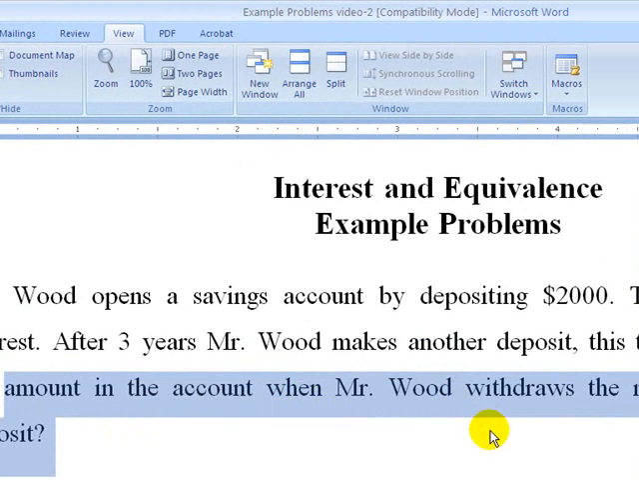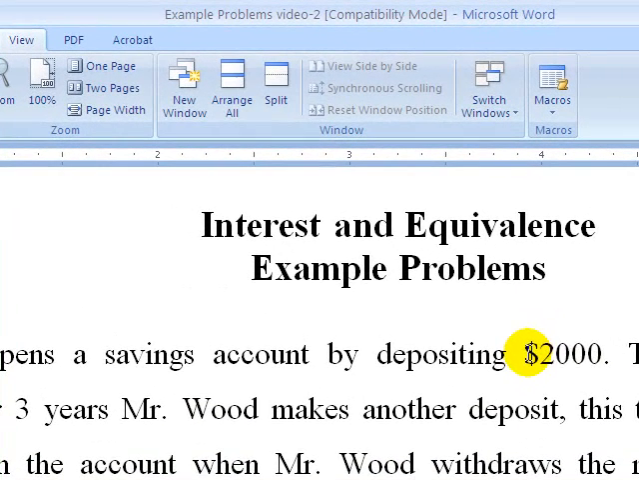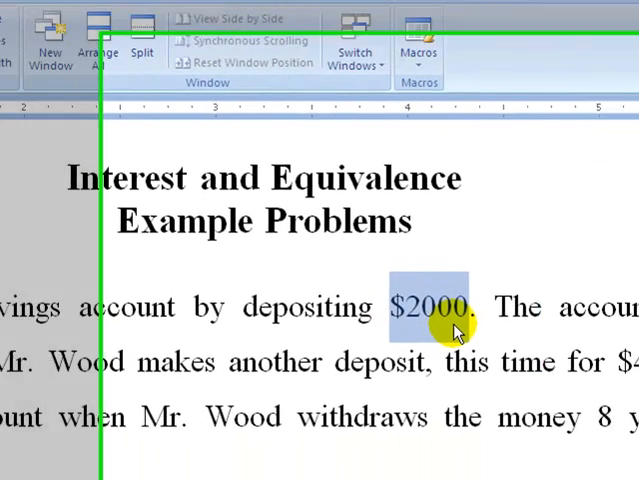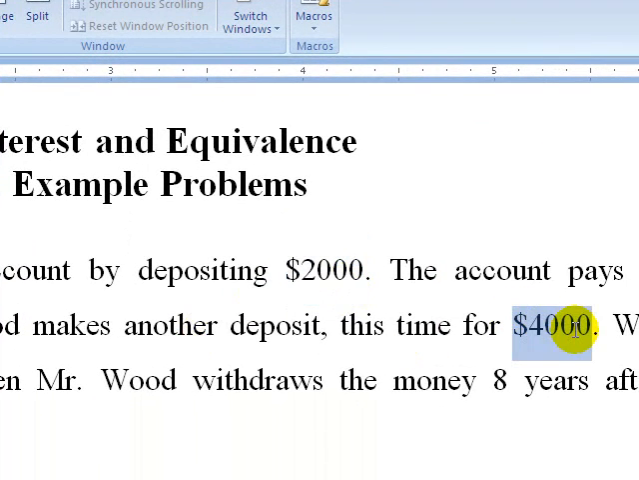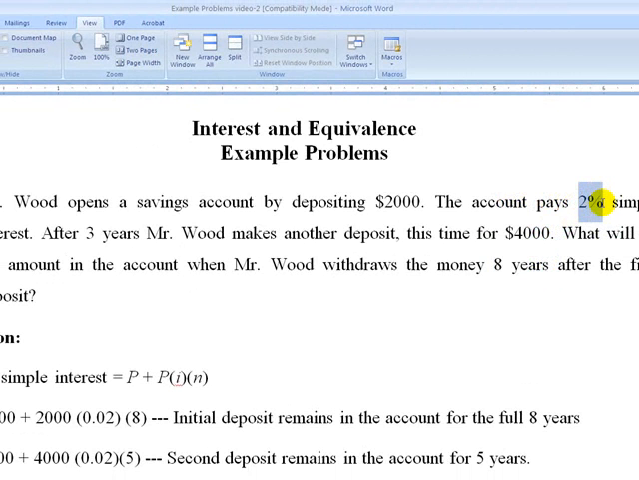So let's see what information is given to us. The first deposit was for $2,000, right? And 3 years after the first deposit, the second deposit was for $4,000, and the money was in the bank for 8 years. The first deposit of $2,000 was in the savings account for 8 years, and the second deposit, which was deposited 3 years after the first deposit, was in the savings account for 5 years, right? And during this period, the bank consistently gave 2% simple interest.